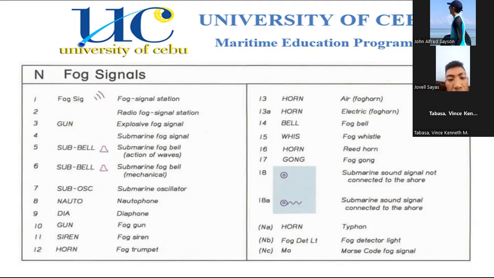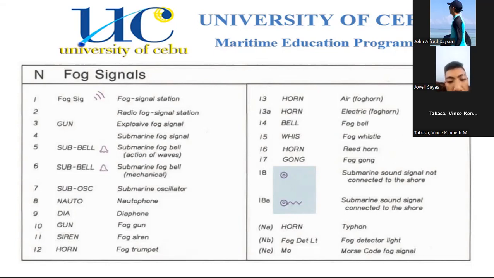submarine fog bell, action of waves. So six, sub-bell, submarine fog bell, mechanical. Seven is sub OSC, submarine oscillator. Eight, nautophone. Nine is DIA, diaphone. 10 gun, fog gun. 11 siren, fog siren.